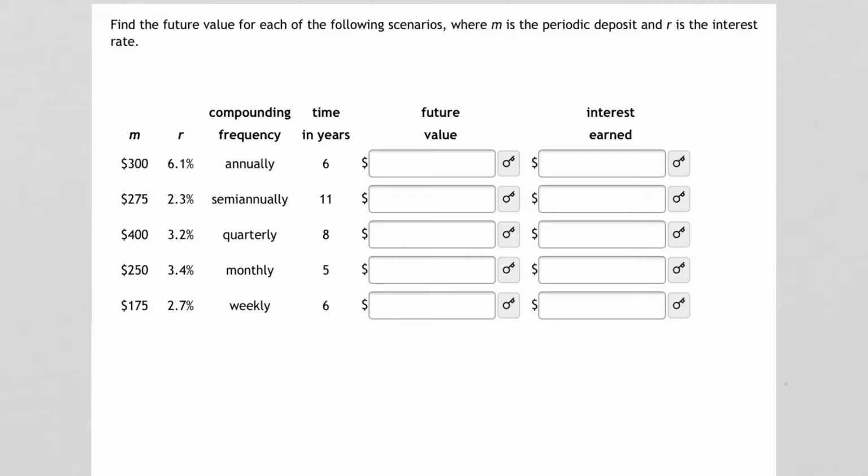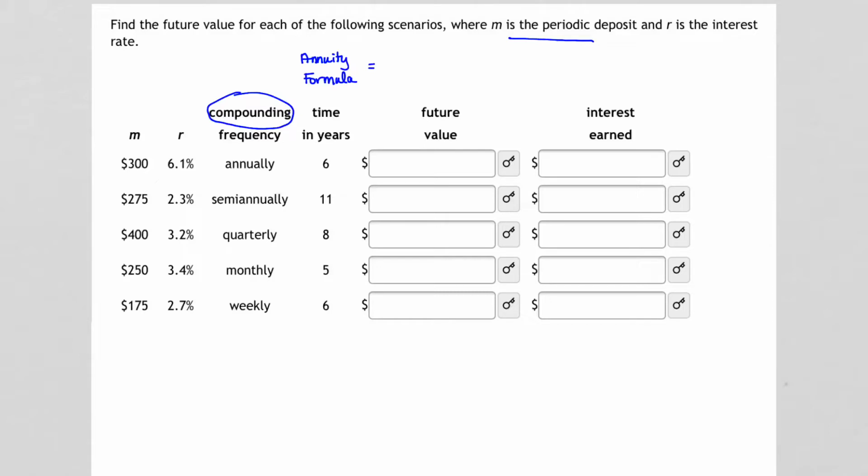Well, the fact is, since we're compounding, and we're also making a periodic, or if you like, a regular deposit, those two things combined tell me that I'm actually going to be dealing with an annuity. So I need my annuity formula to begin. So I'm going to write that down. I need the annuity formula, and remember what that says.